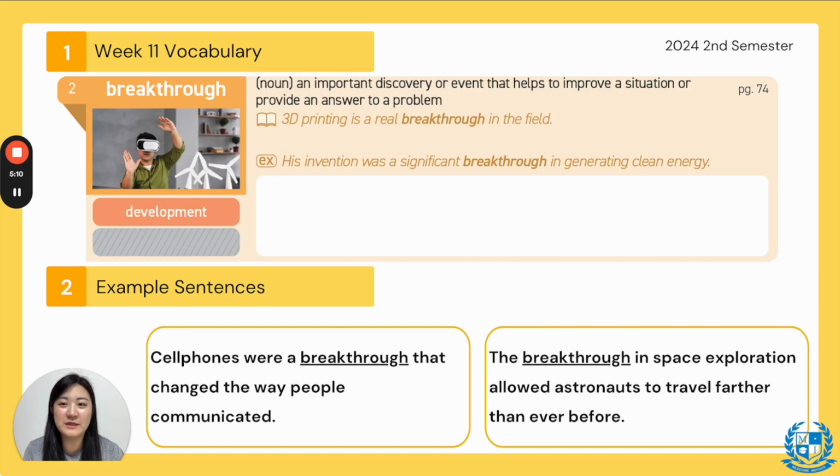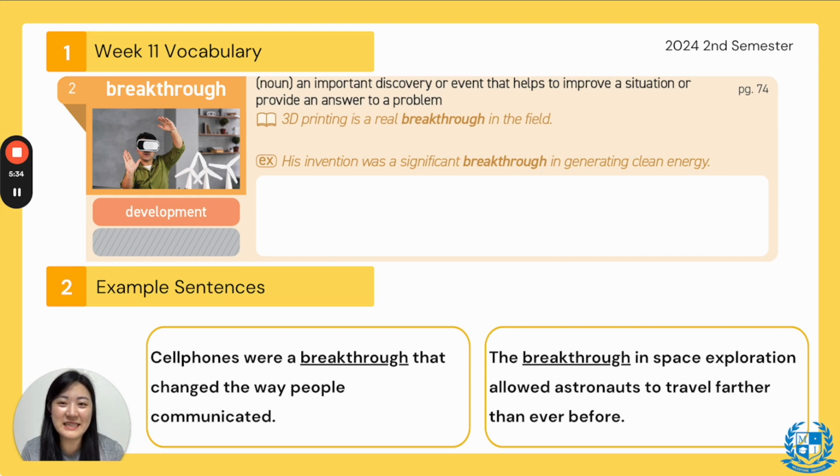Number 2, everyone say breakthrough. Breakthrough. The synonym is a development, and the part of speech is a noun. It means an important discovery or event that helps to improve a situation or provide an answer to a problem. A breakthrough. Like a ta-ting, an idea.